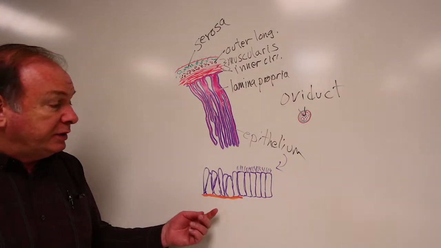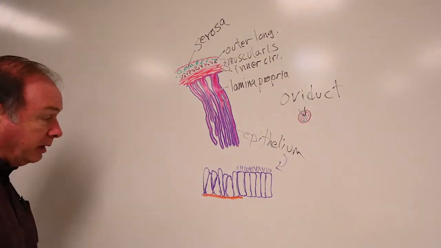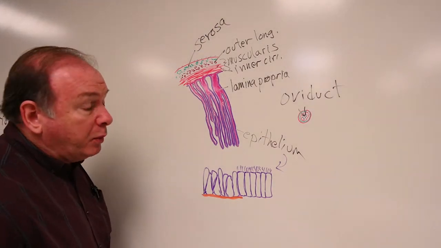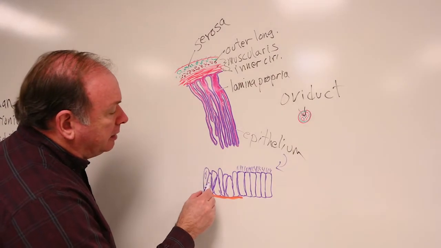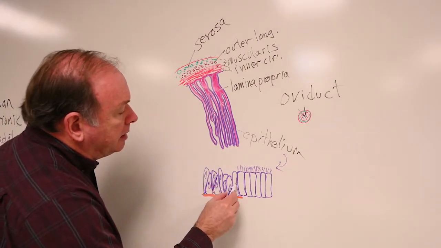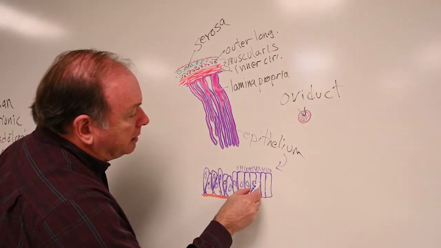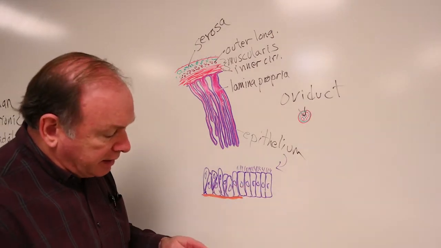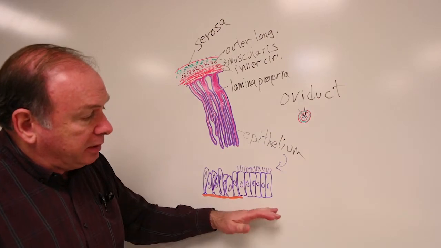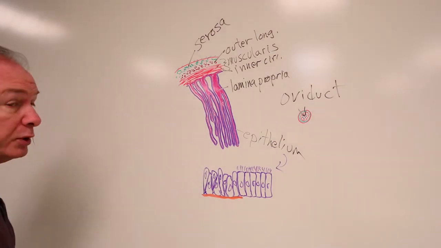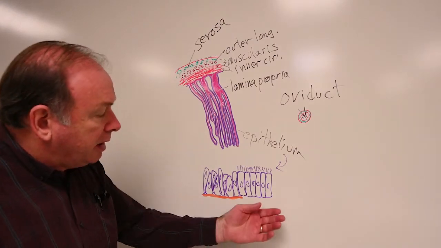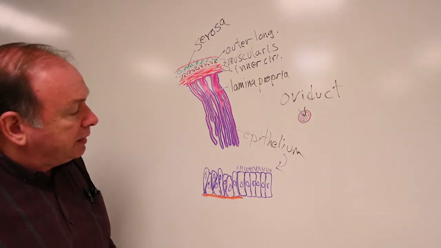I should also mention that as you go down the oviduct, the peg cells become more abundant down toward the isthmus and the uterine portion. The ciliated cells are more abundant out in the ampulla and the infundibular portion and along the fimbria to generate that flow, that current of fluid that moves the egg down the oviduct.